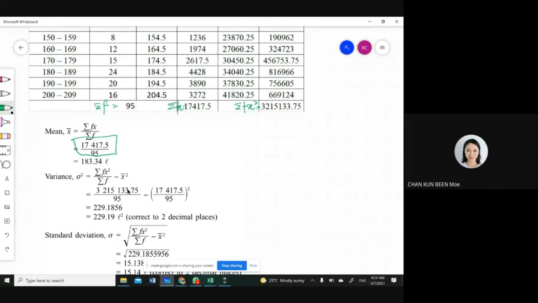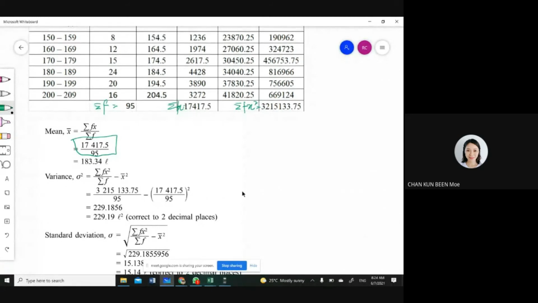Next, after you have subtracted it, the mean must be squared. You are going to get this value, and then you round it off to 2 decimal places. For this chapter, everything you round off to 2 decimal places. Not like trigonometry, where you have to give 4 decimal places. That will be more accurate.